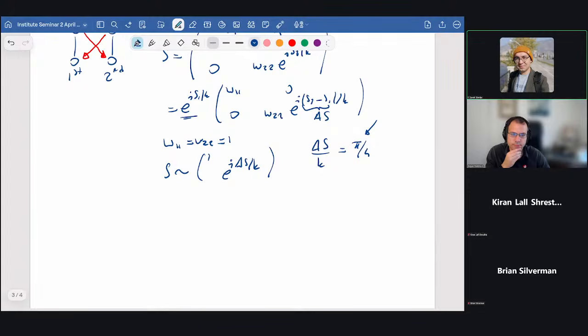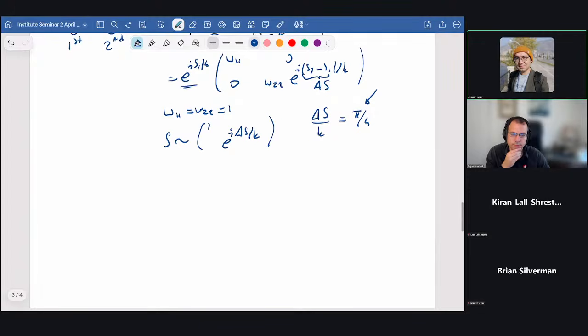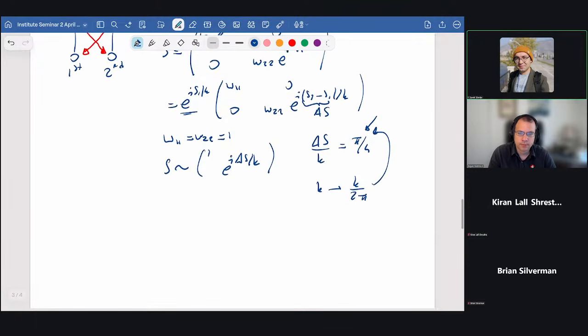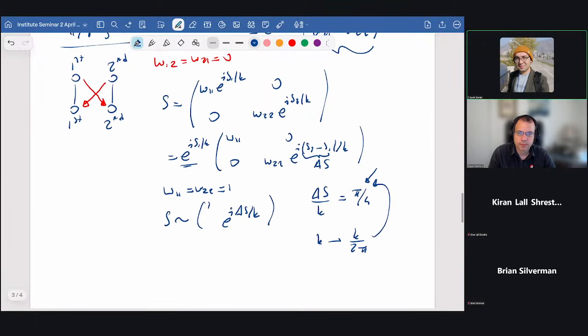In order to bring out the factor of pi, one may consider a reduced k parameter, like k goes to k over 2 pi. So we can bring out the factor of pi in the denominator. So yes, one may consider this, or another approach would be that we may consider larger and larger words or strings, whose difference divided by k may approximate the number on the right-hand side.